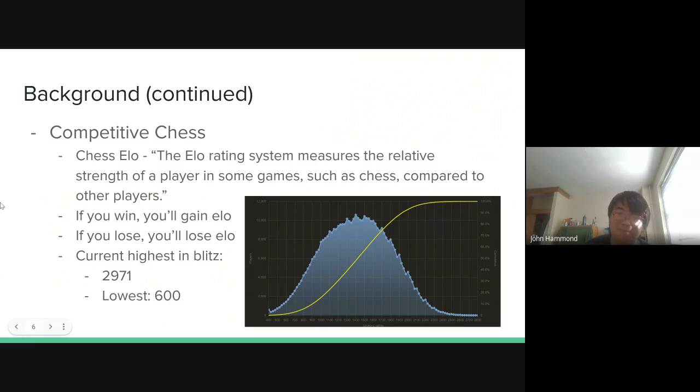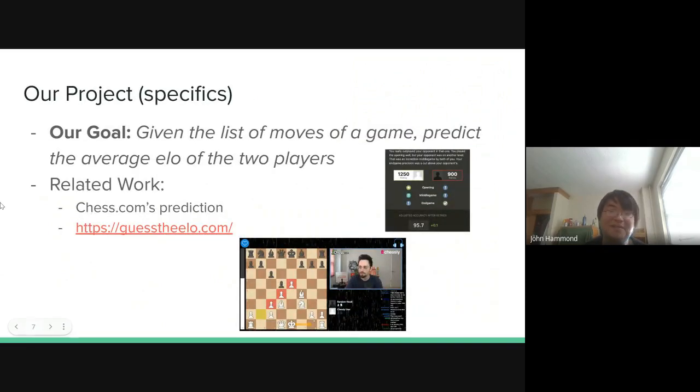So our goal is to be able to guess that. Given a list of players' moves in a game, I want to predict the average ELO between the two players. So for some related work, for example, chess.com actually does have, after you run an analysis on the game, you do have to pay for premium or just have the one free one, but it does give you a prediction of the ELOs. That is, though, considered to be very inaccurate.